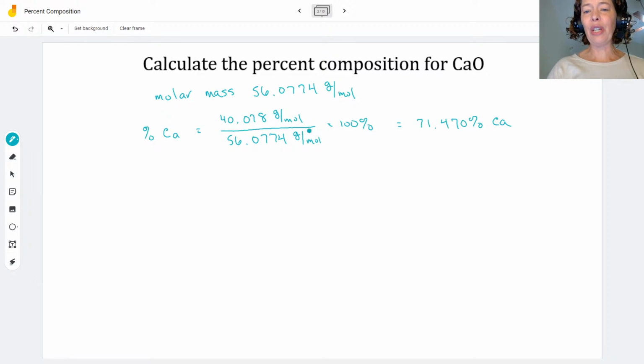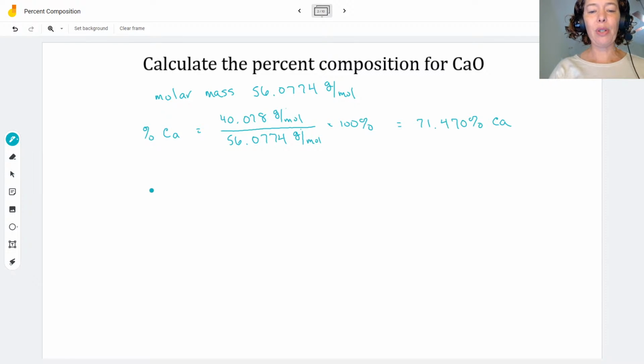So this compound is mostly calcium. Again, even if you just look at these numbers before doing the calculation, you can see that we are not at 50%. So don't be deceived by what the formula looks like. You always want to make sure that you are calculating it using your molar masses. So that is our percent for calcium.